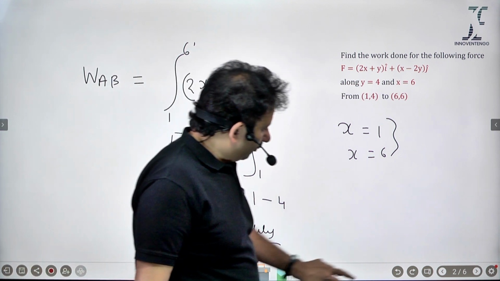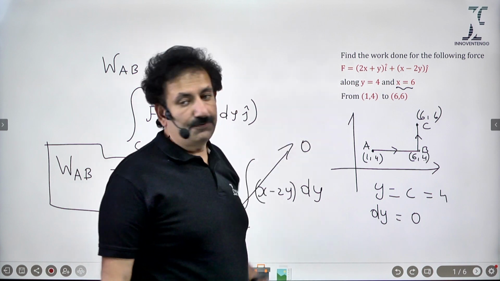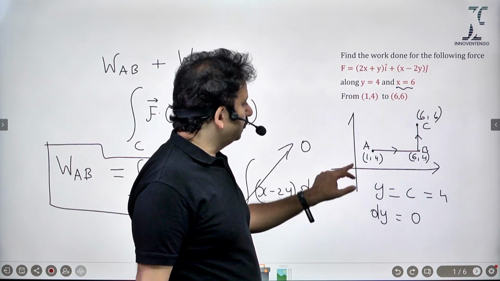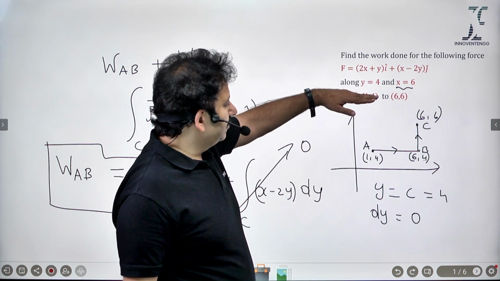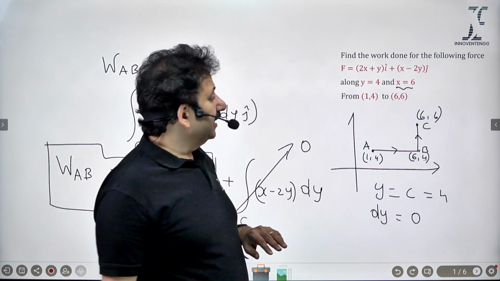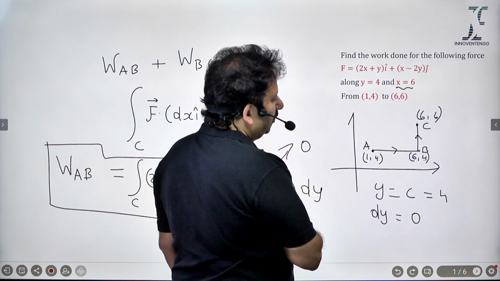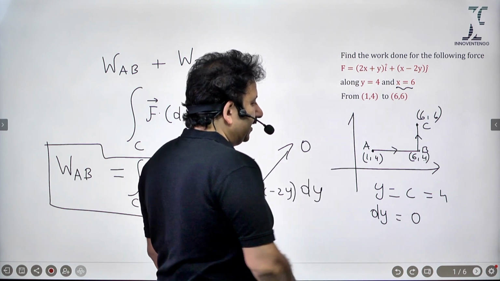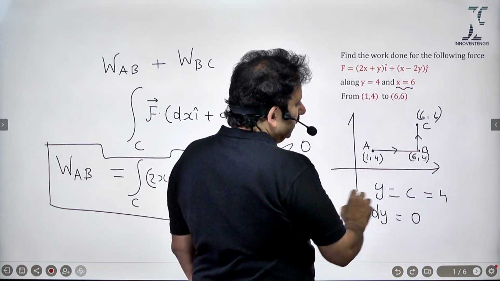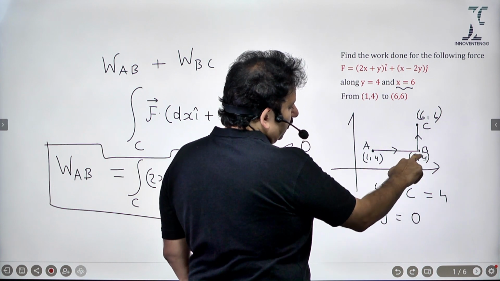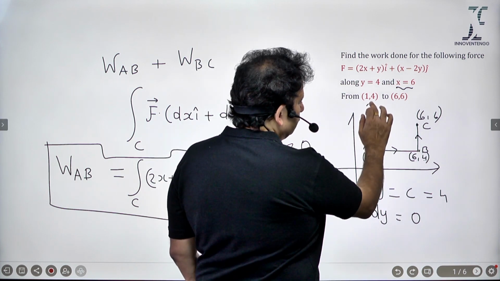So let me reiterate what exactly I did. First, when I am asked to find the work done using this force field, and my paths are y is equal to 4 and x equal to 6, I have sketched both the paths. How do you sketch? The moment you say y is equal to 4, it is a line parallel to the x-axis with the y coordinate constant at 4 throughout. The moment you say x equal to 6, it is a line parallel to the y-axis, where the x coordinate is kept constant at 6 throughout. You start from (1, 4), moving first along x and then along y, and finally hit (6, 6).